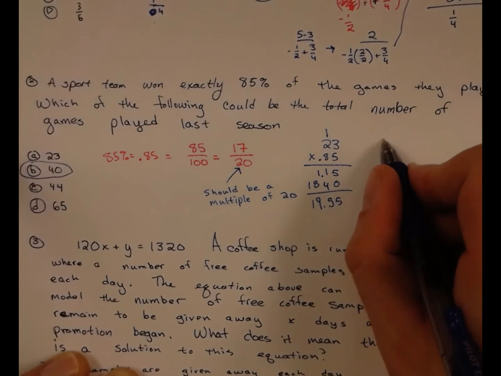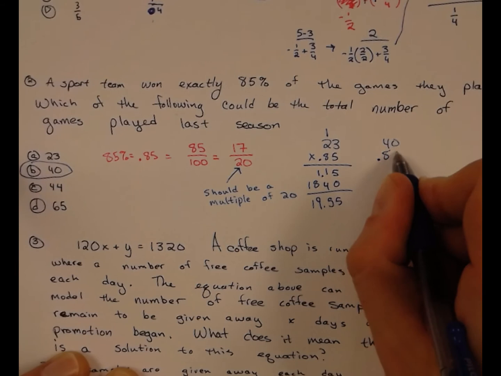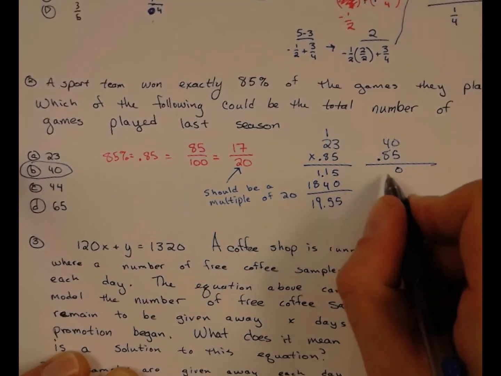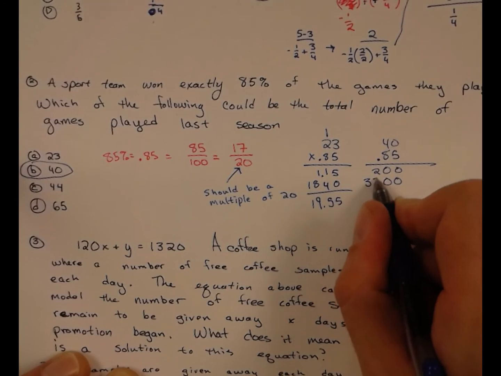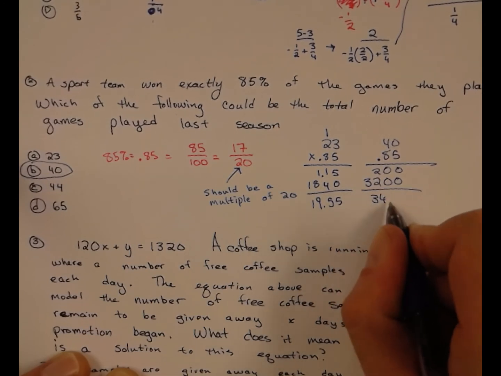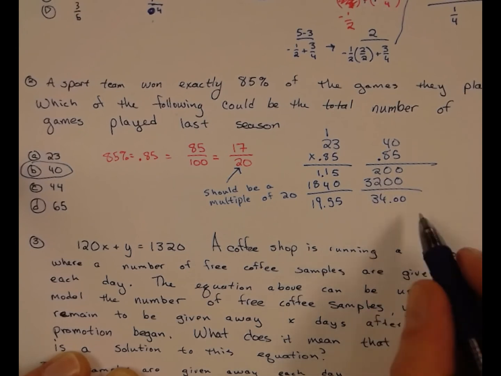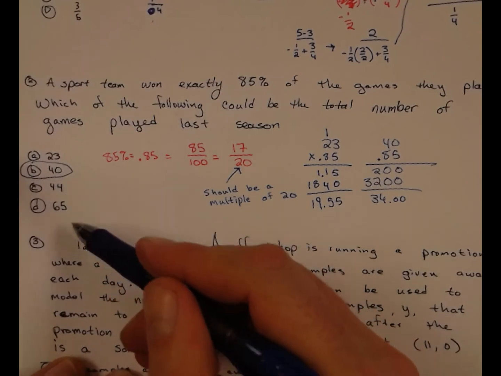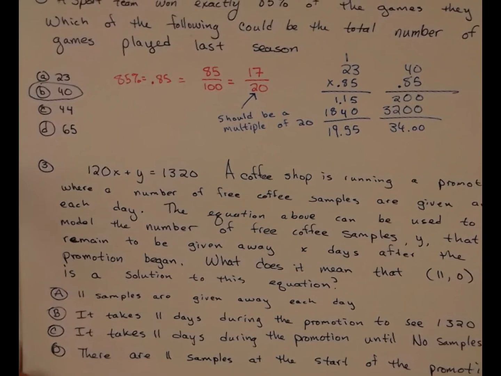But if I multiply 40 times 0.85, okay, 5 times 0 is 0, 5 times 4 is 20, the 0, 8 times 0 is 0, 8 times 4 is 32, so we get 34. When I multiply 40 times 0.85, I get a whole number. The other two, 44 and 65, will not multiply to be a whole number if you multiply by 0.85.